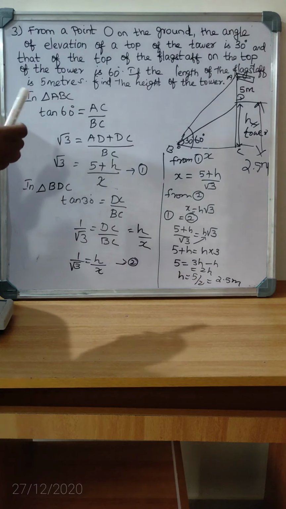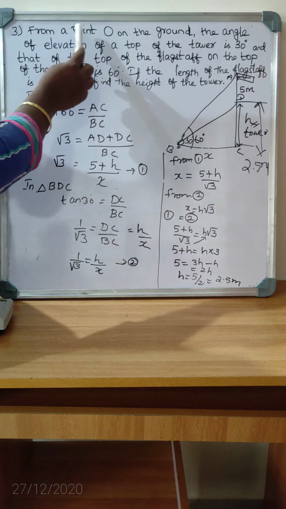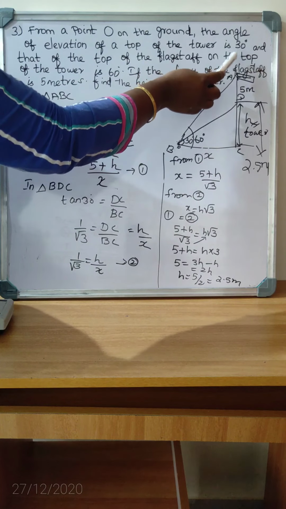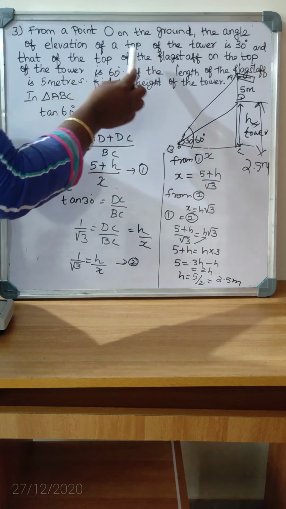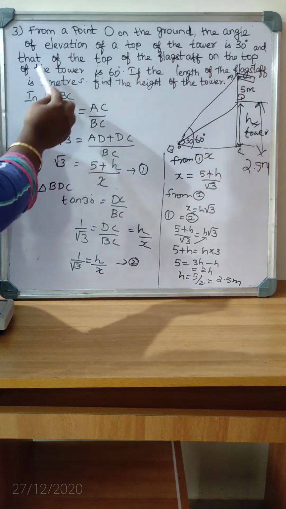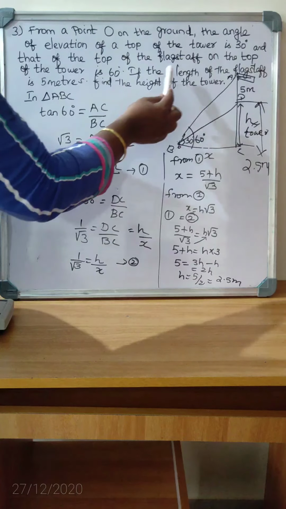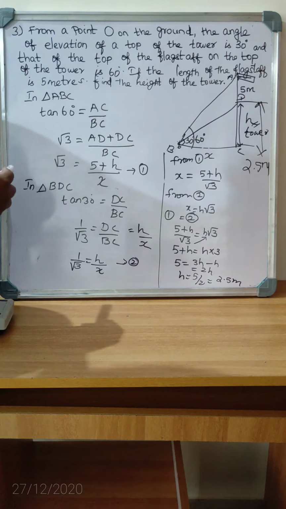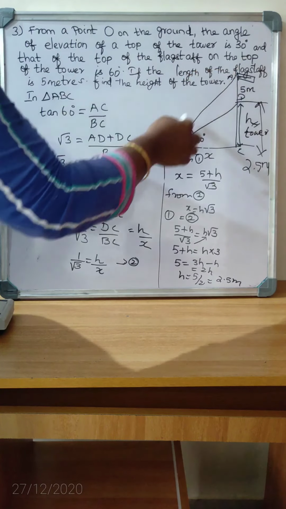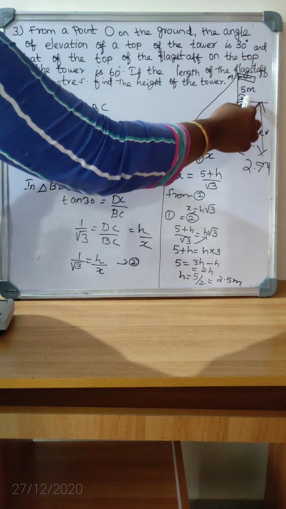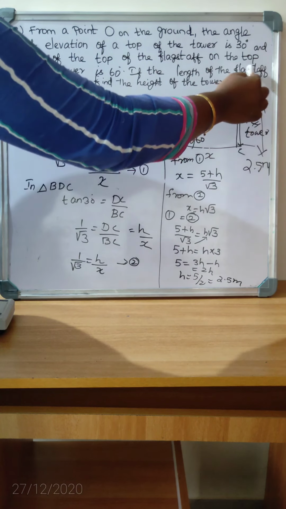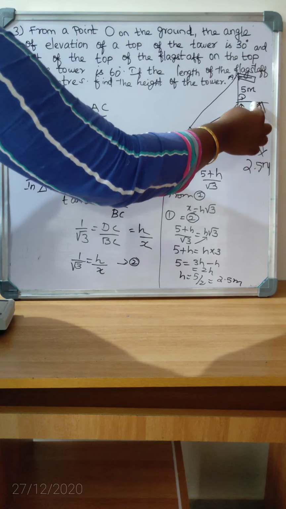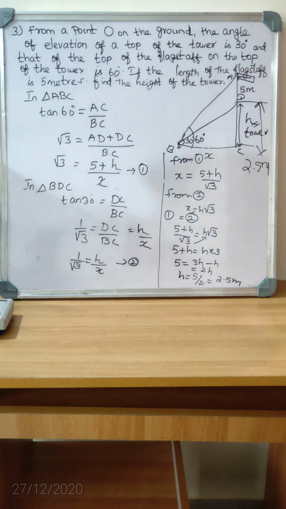And I'm going to explain this sum once again. From a point O on the ground, the angle of elevation of top of the tower is 30 degree and that of the top of the flagstaff on the top of the tower is 60 degree. If the length of the flagstaff is 5 meters, find the height of the tower. So I have drawn one diagram. We know that always on top of the tower we will have the flagstaff, and they have given the flagstaff as 5 meter and they asked us to find the height of the tower.